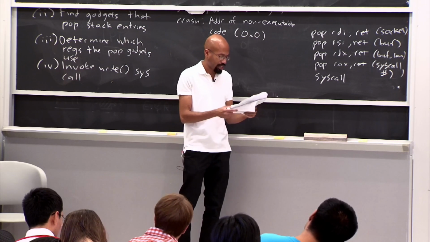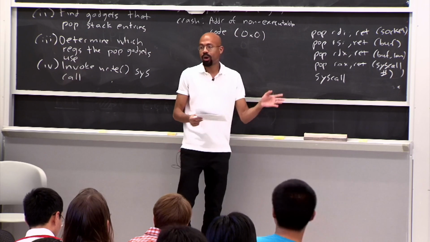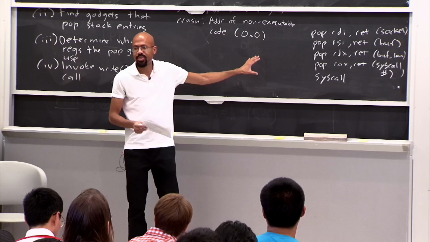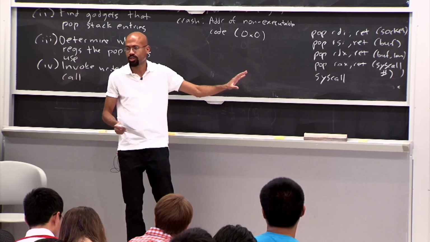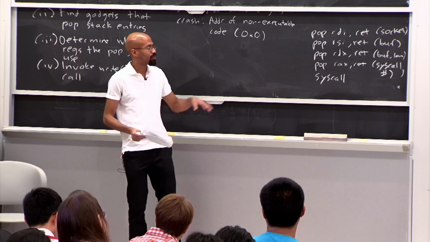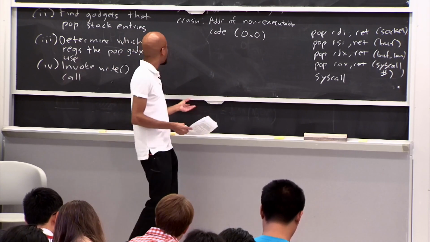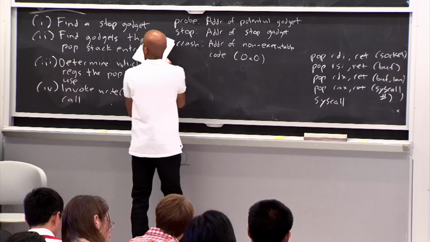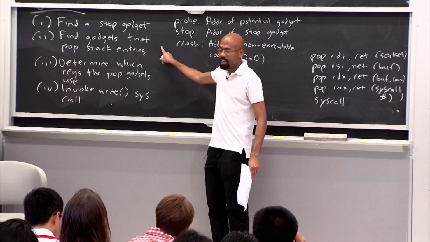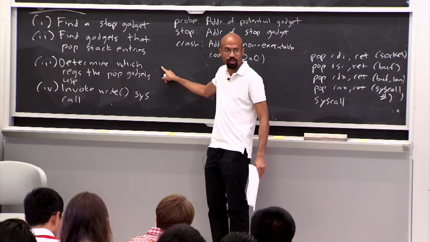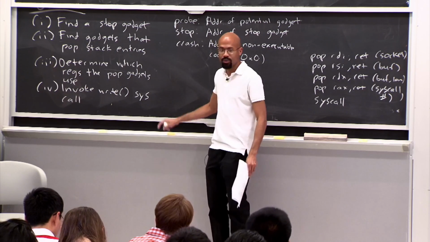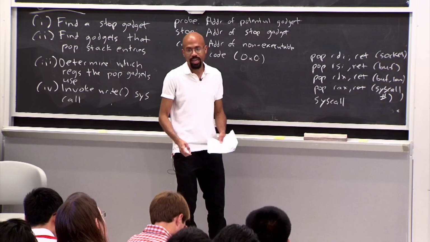So this is essentially how the BROP attack works. Like I said, in the paper there's a bunch of optimizations, but really you need to understand the basic stuff before those optimizations will start to make sense. We can talk about the optimizations maybe offline, or after class, but suffice it to say, this is the basics of how you launch that BROP attack. You've got to find the stop gadget, find those gadgets that pop stack entries, figure out which of those registers those gadgets pop into, figure out where syscall is, and then invoke write by accumulating all that knowledge.